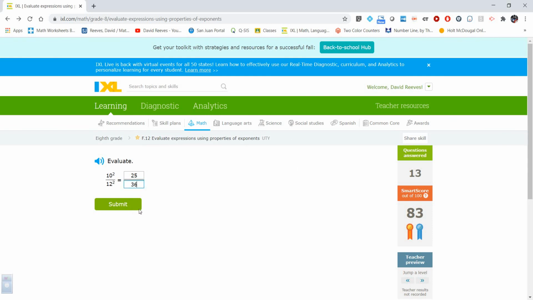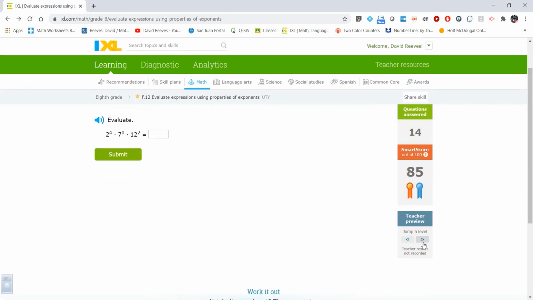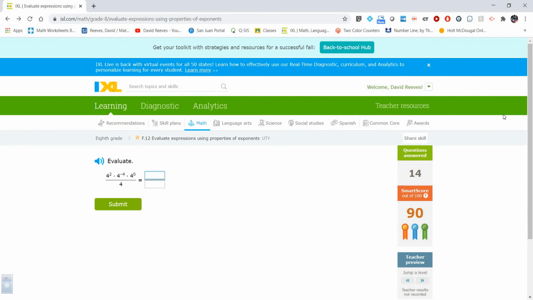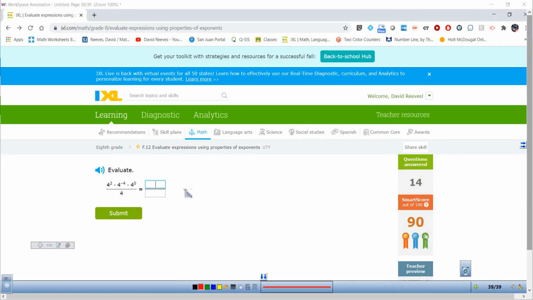All right, is there another level to jump up to, or are we as high as we can go? All right. Challenge zone. Here we go. We are in the challenge zone.